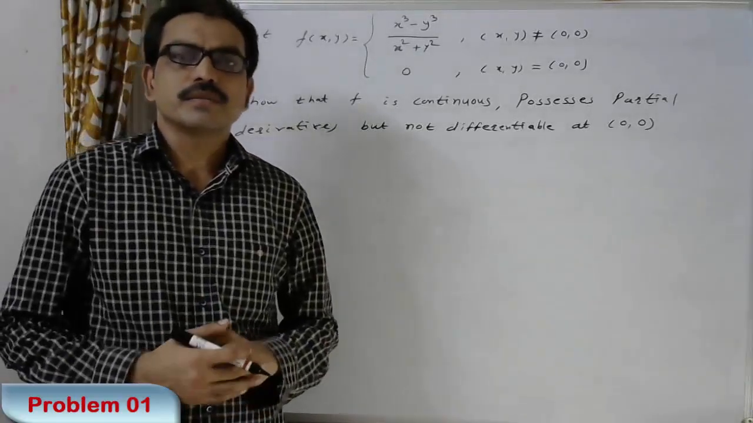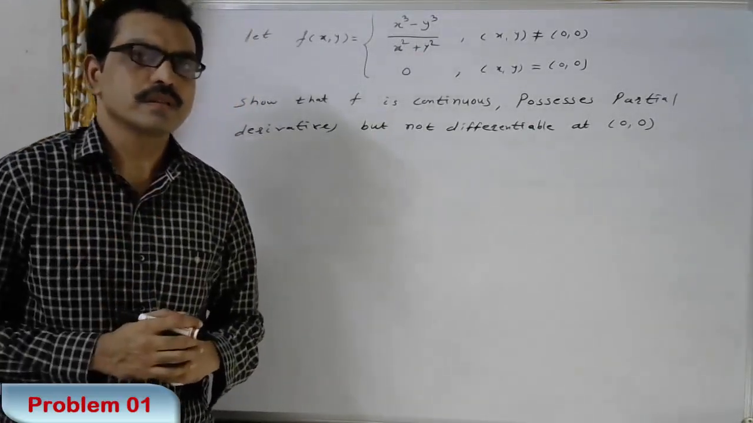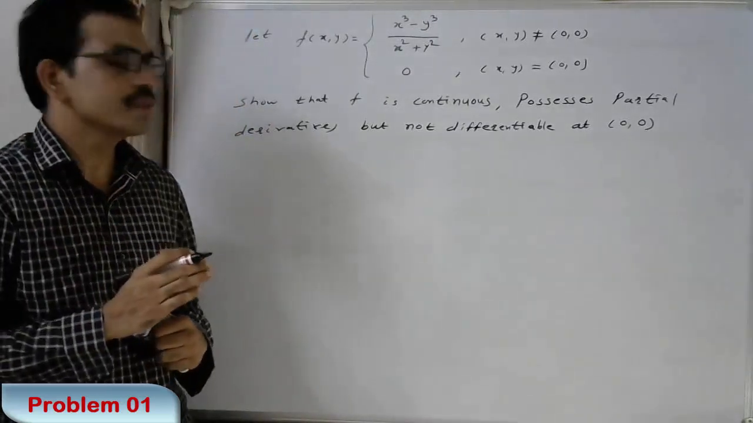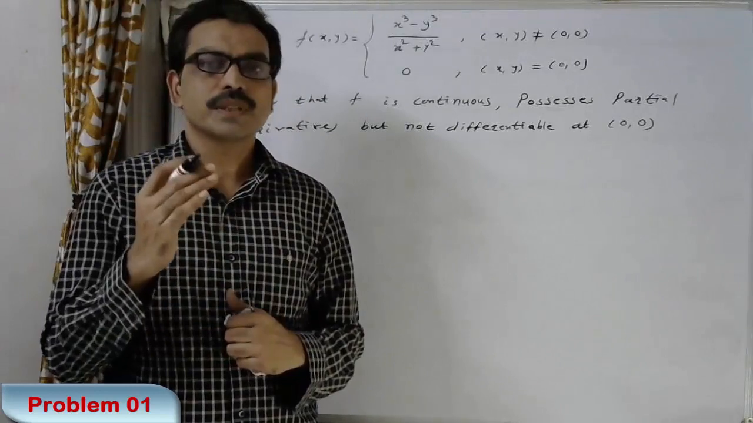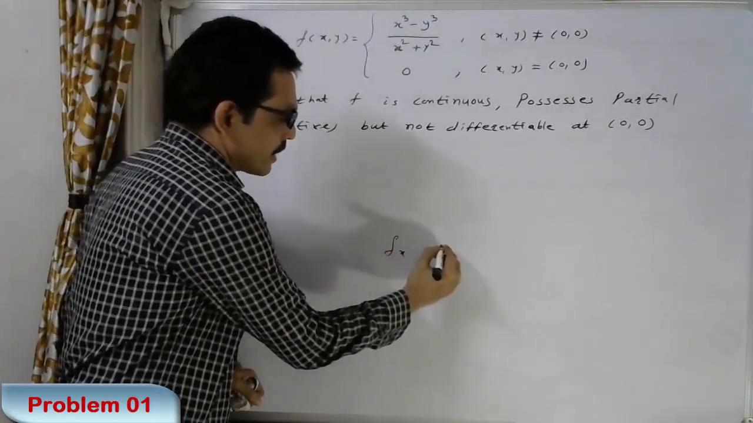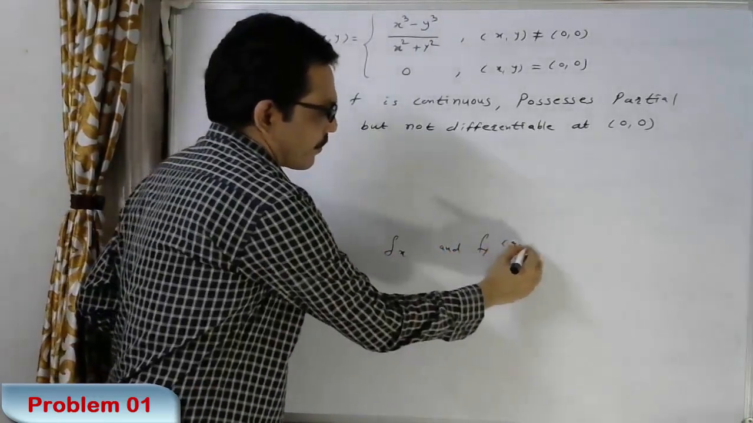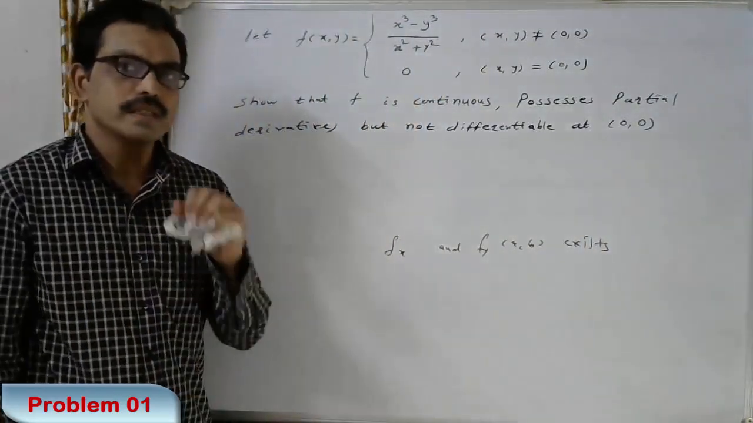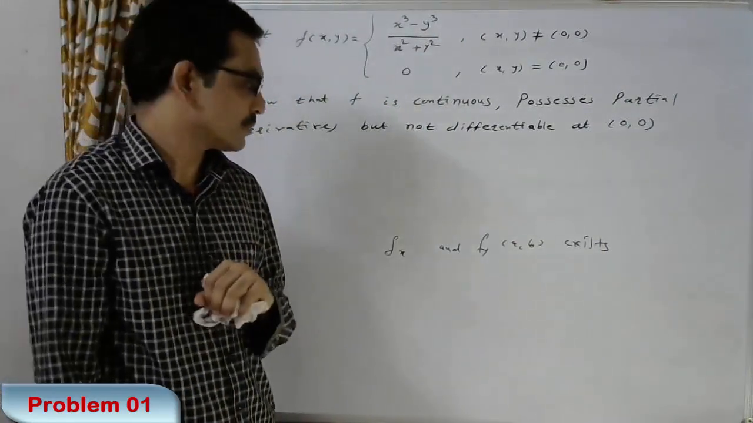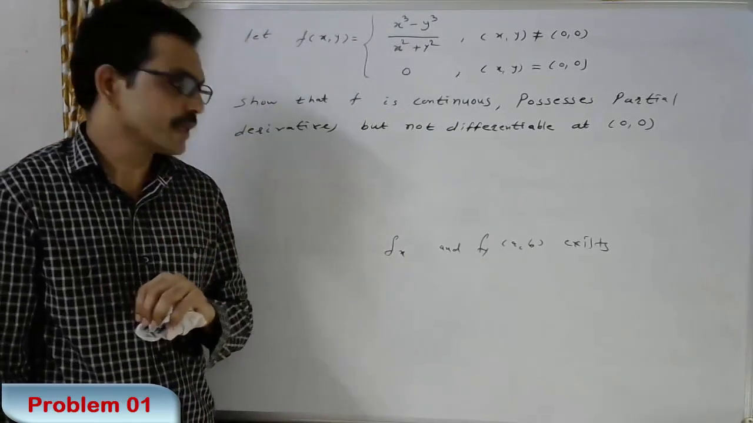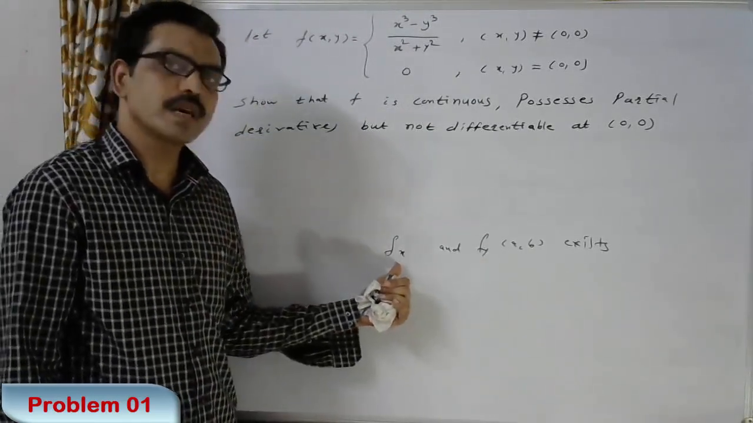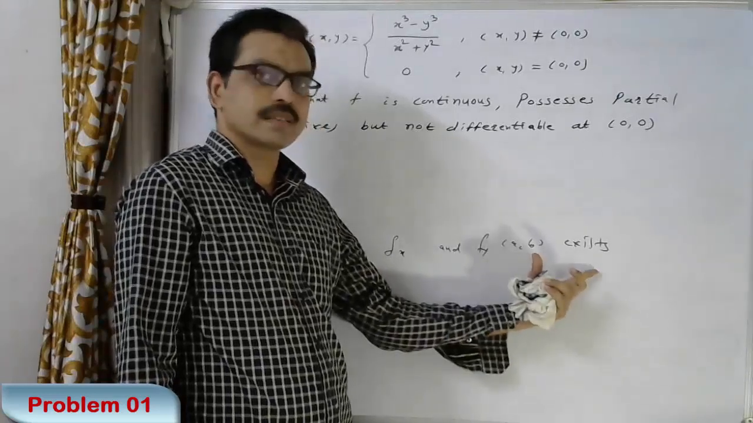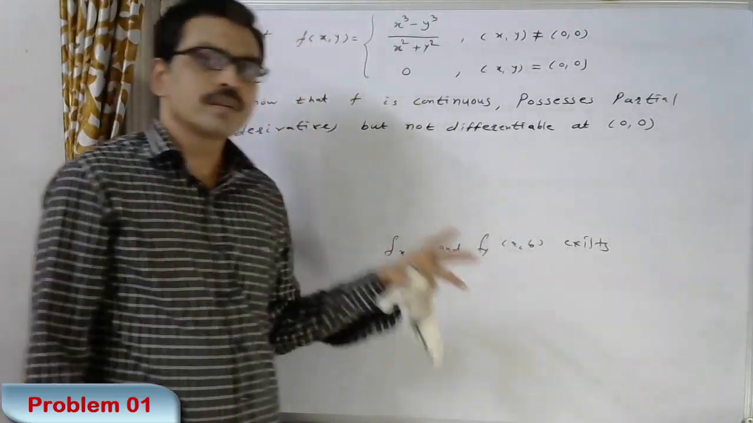In the necessary condition for differentiability, we have seen that if the function f is differentiable at the point (a, b), then the function f is continuous at (a, b), and the second condition is that the partial derivatives f_x and f_y at the point (a, b) exist. But the converse is not true.